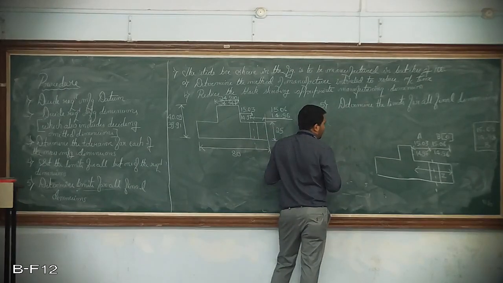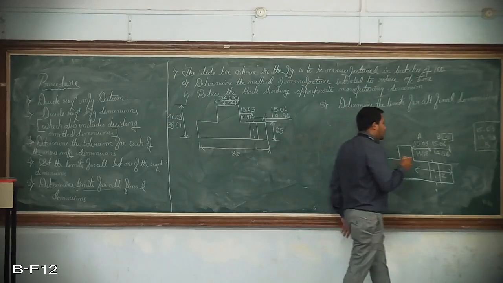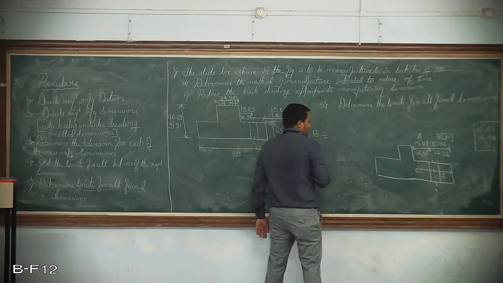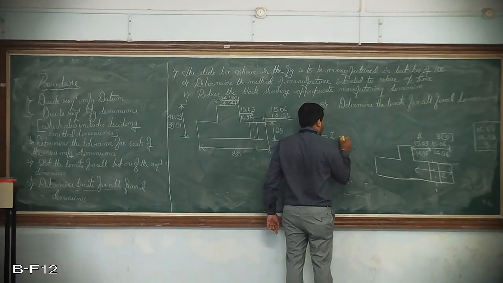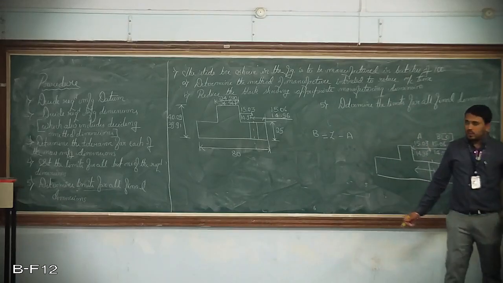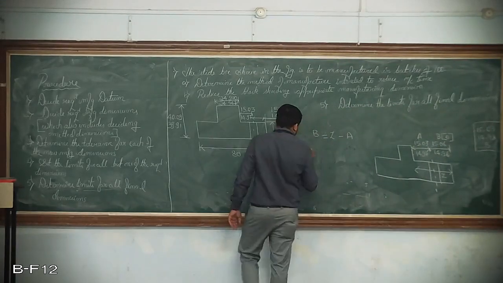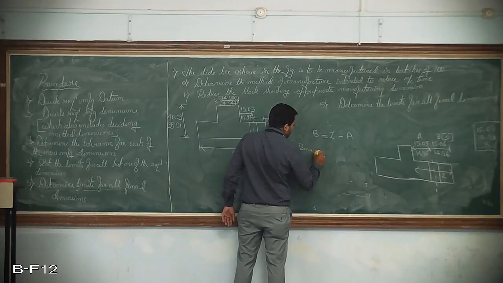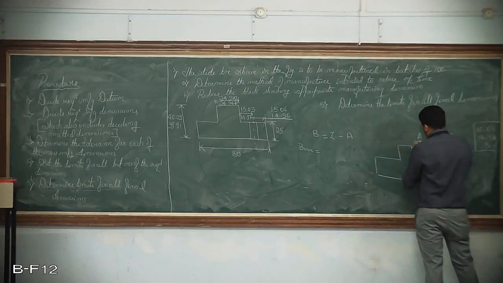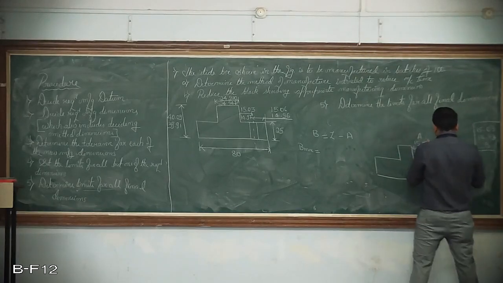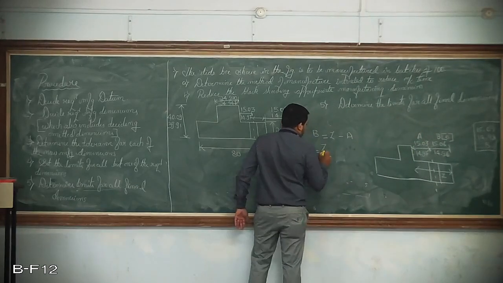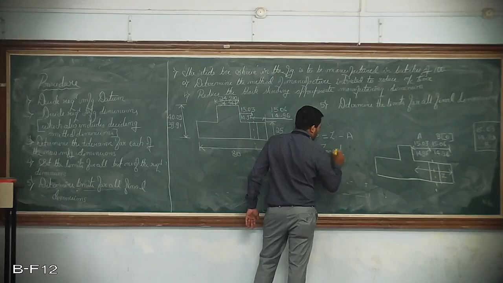Hence, with respect to the omitted dimension, I will write the equation: in this present diagram, B is equal to Z minus A. Now, this is a condition. I need to write this condition with respect to maximum B and minimum B. First, for the maximum B. When B is maximum, what will be the condition of A and Z? When B is maximum, Z has to be maximum and A has to be minimum.